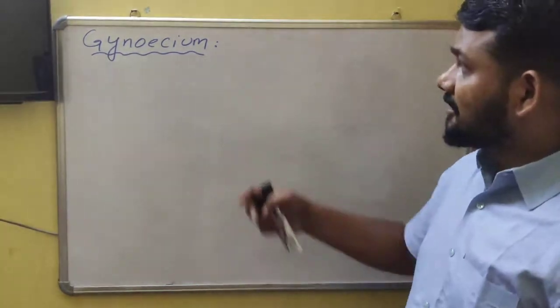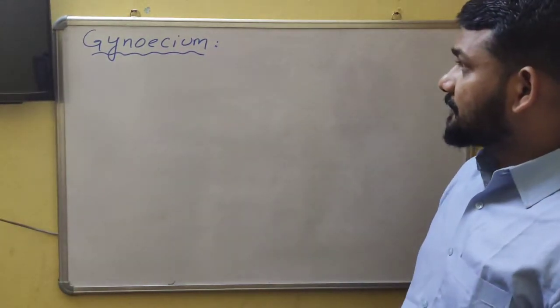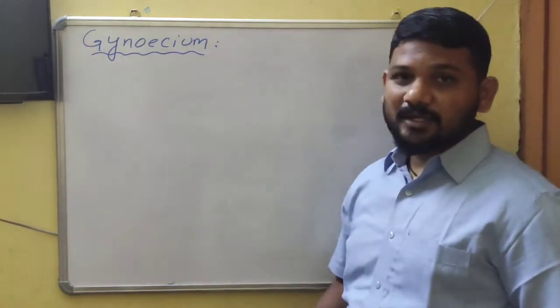Good morning, students. In this video, we will discuss the female reproductive organ. The female component of a flower is called gynoecium.